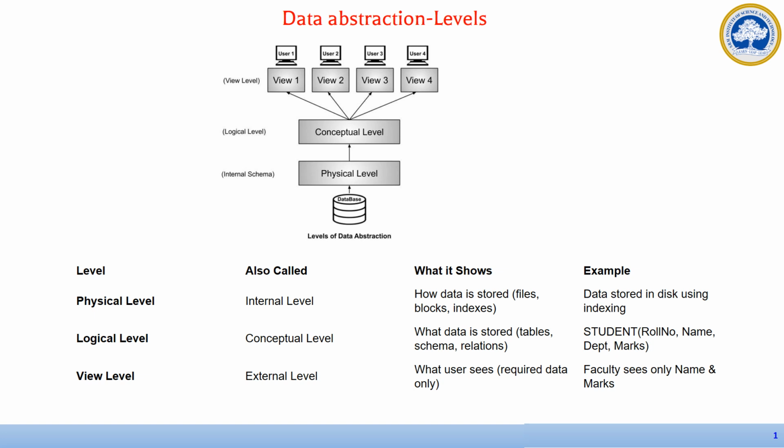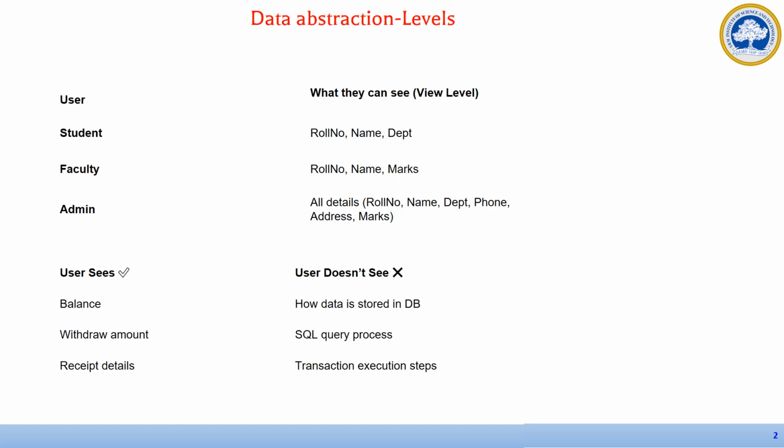The view level is the external level. It shows what the user sees, or only the required data. So faculty sees only name and marks. So these are the three types of levels we have discussed.